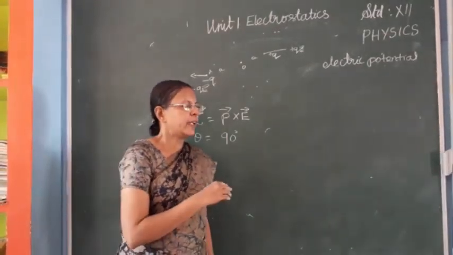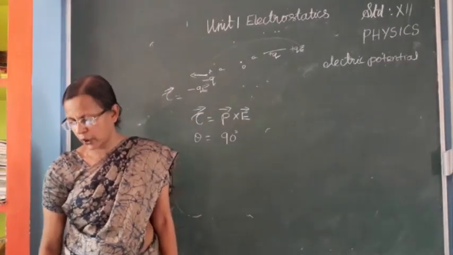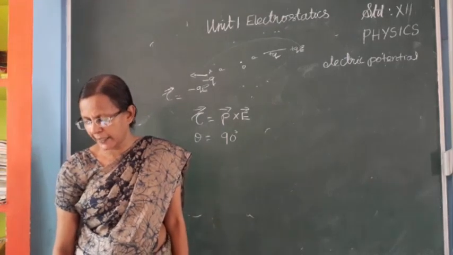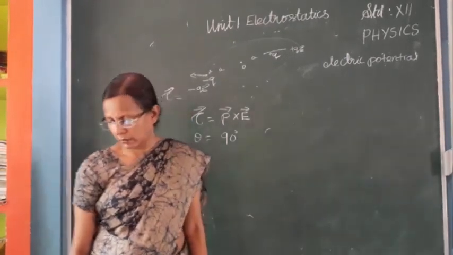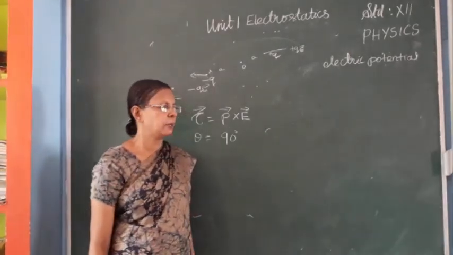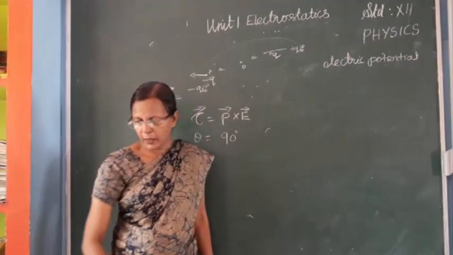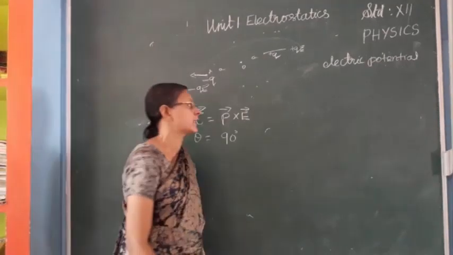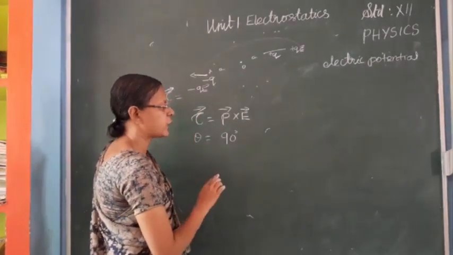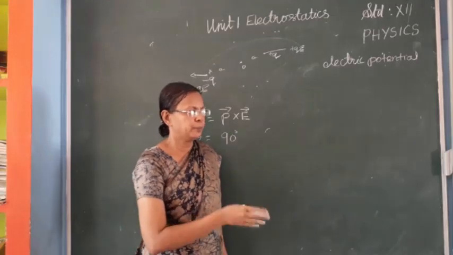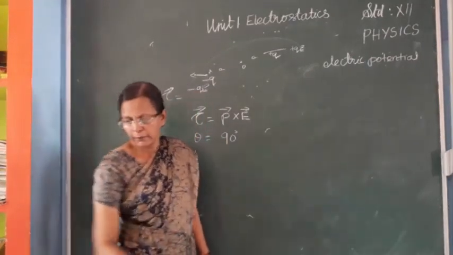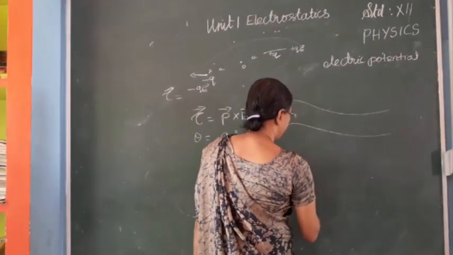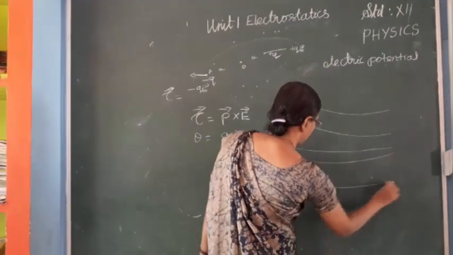If the electric field is not uniform, then the force experienced by plus Q is different from the force experienced by minus Q. In addition to the torque, a net force also acts there. We can denote a non-uniform field like this.